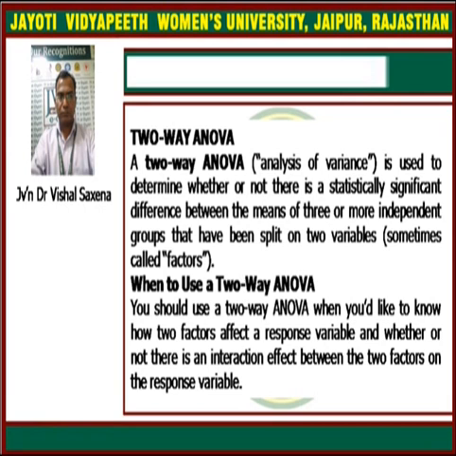Now, to understand ANOVA better in its mathematical and conceptual part and through examples, we are going to share some slides. Initially, two-way ANOVA is defined: the analysis of variance used to determine whether or not there is a statistically significant difference between the means of three or more independent groups that have been split on two variables or two factors.